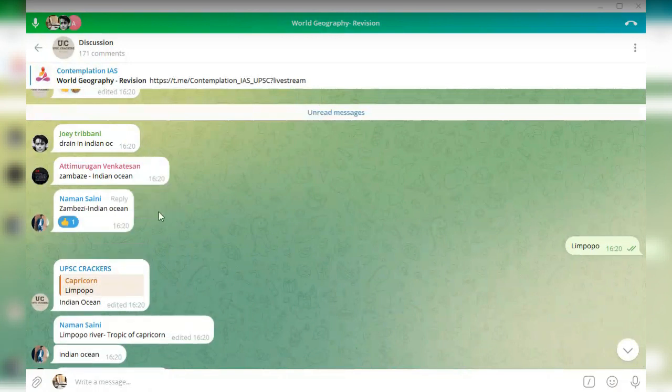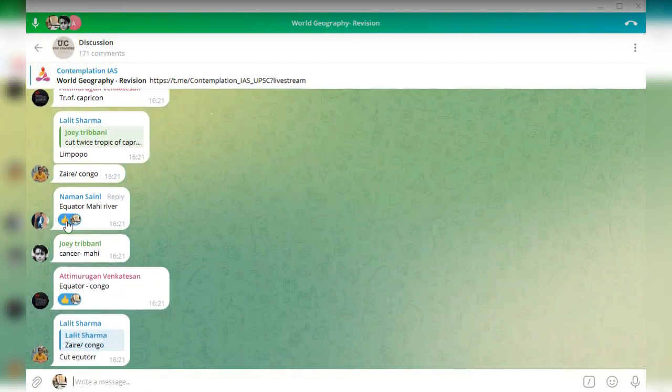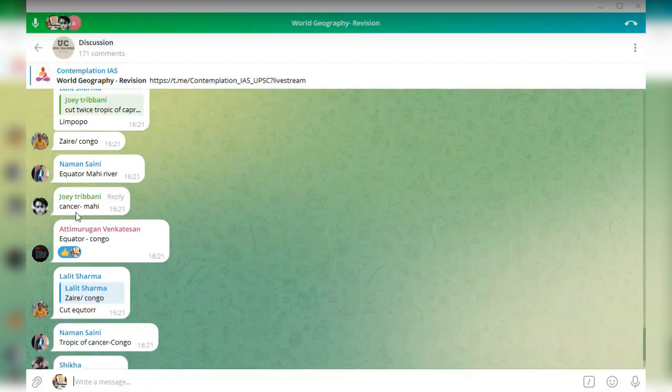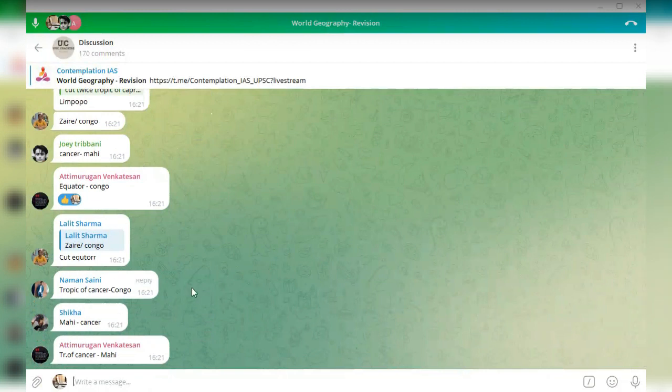Okay, this is correct. Limpopo, Indian Ocean, cuts twice. Then the Equator is not Mahi. Mahi is for Cancer. The Equator is Congo. Okay, Cancer is Mahi. So this is wrong. Either delete it, or just, exactly. Okay.